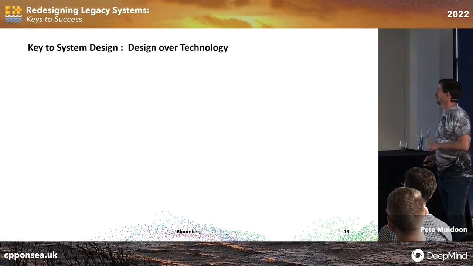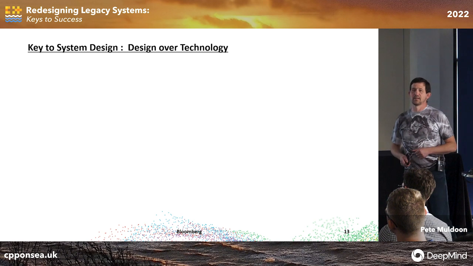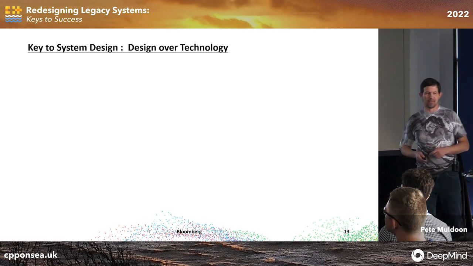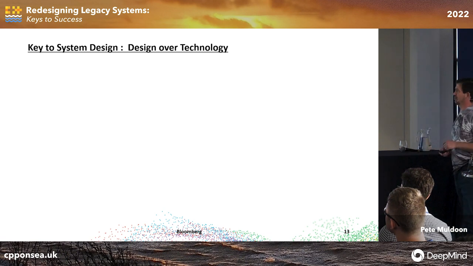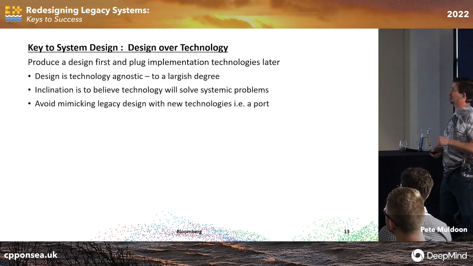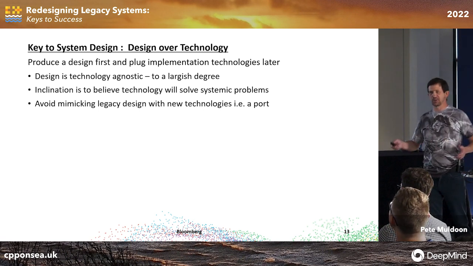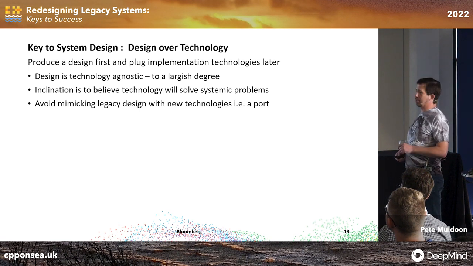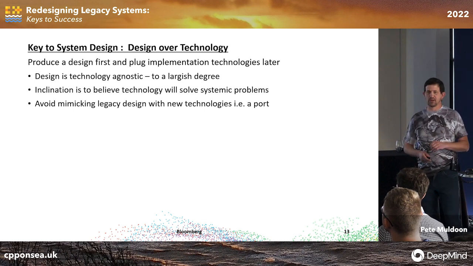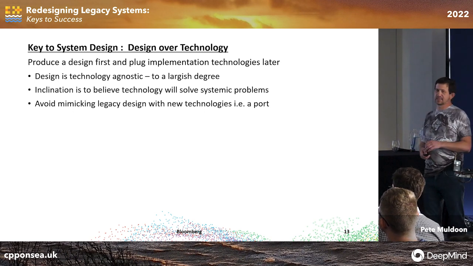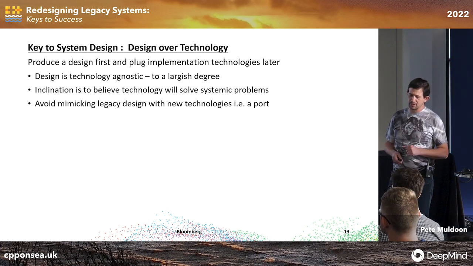All right. So once we have some idea what the problems are, we now have to come up with a design. And I call this design over technology, right? We produce the design first, which is how we're going to flow and process through the system, and we plug the implementation technologies in afterwards, right? If I need a particular database, I probably don't know that yet. Design is usually technology agnostic to a large degree.